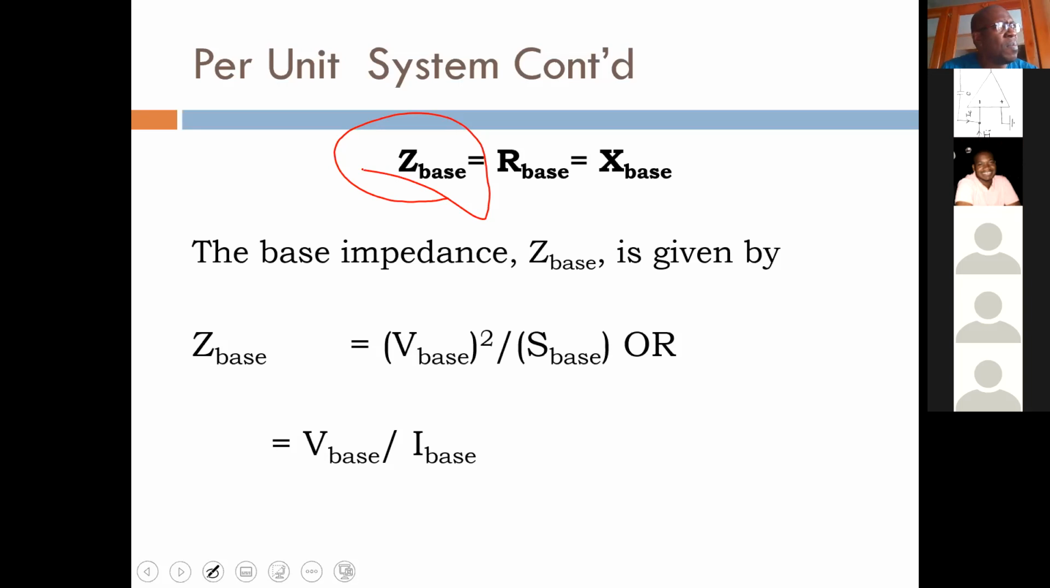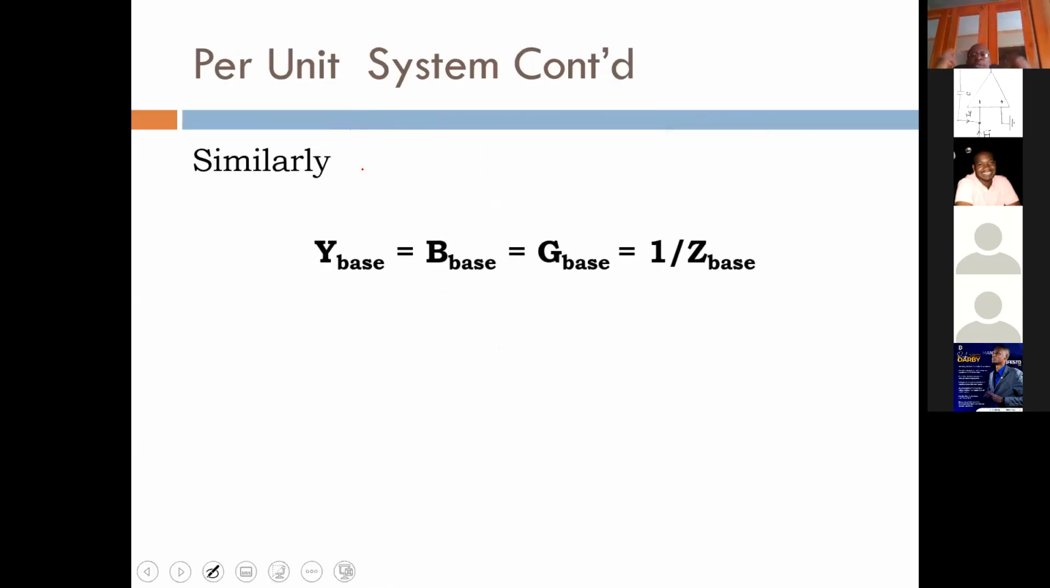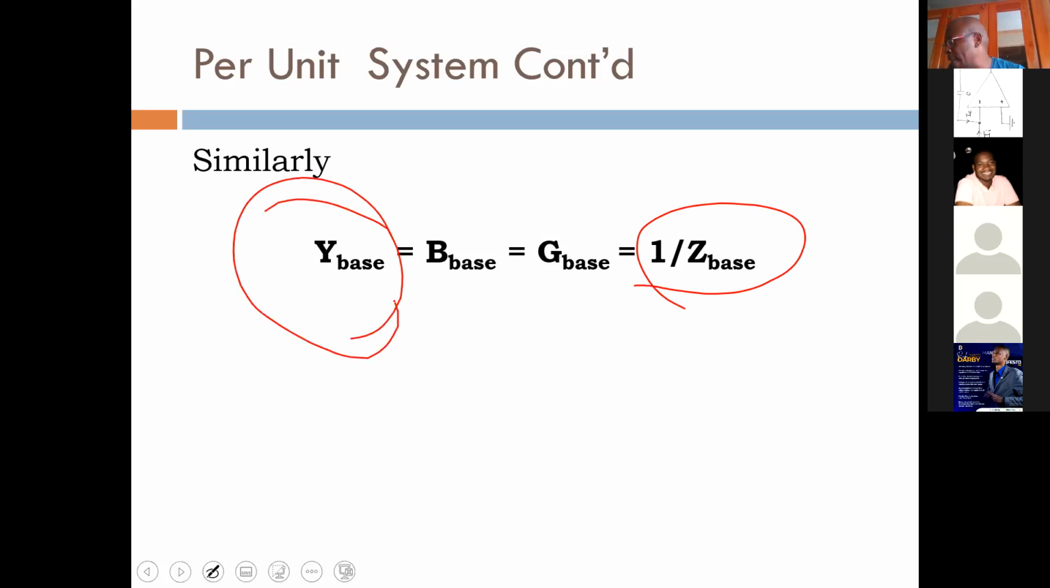And finally, do you have this? Finally, Y base must be equal to G base must be equal to B base. So your admittance, susceptance, and conductance are simply given by 1 over your Z base. So you would have calculated Z base, but it will immediately give you the values for your Y base, B base, and G base. All right, so 1 over Z would give you Y.